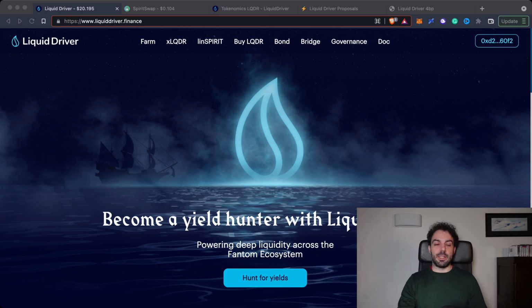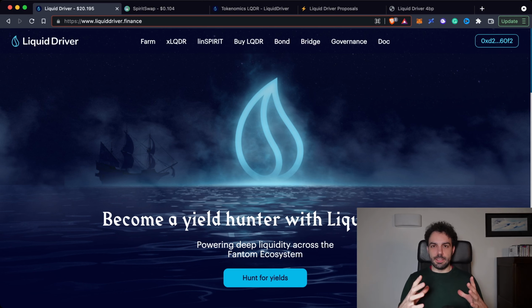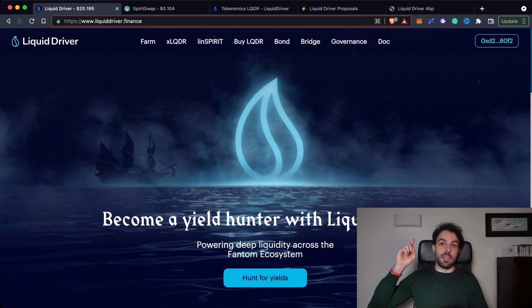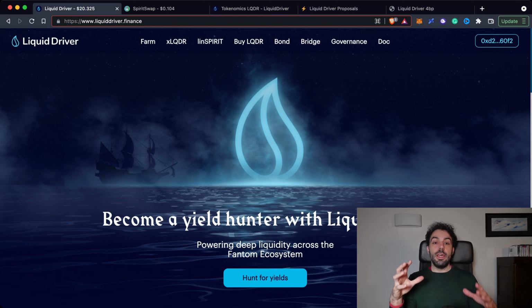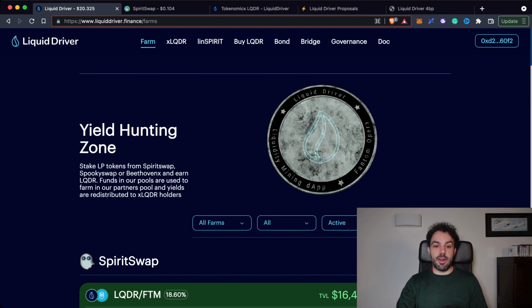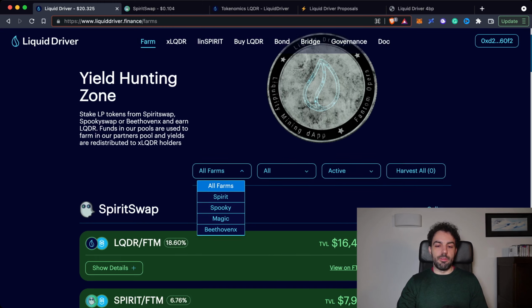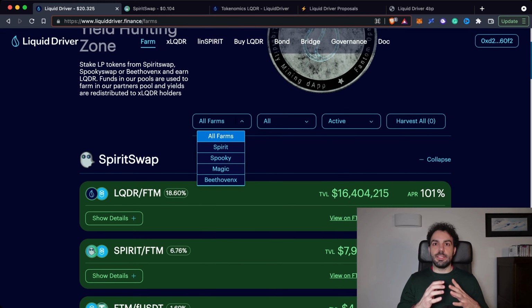So let's start immediately. Liquid Driver is like Convex, which we talked about a couple of weeks ago. If you missed that video, we'll leave a link in the right corner here. It's just on Fantom, with the big difference that Convex works only with Curve, at least at the moment, while Liquid Driver works with all the main protocols in the Fantom ecosystem. As you can see from the farming feature, if you go here on all farms, Liquid Driver is integrating Spiritswap, Spookyswap, Magic, and Beethoven X.